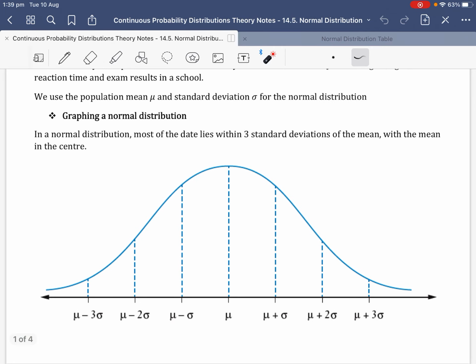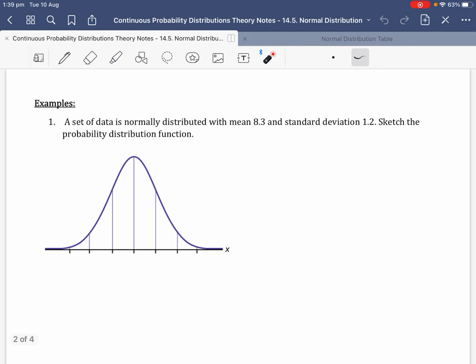So to graph a normal distribution, in a normal distribution, most of the data lies within 3 standard deviations of the mean, with the mean in the centre. So our mean is here, and then this is 1 standard deviation above the mean, 2 standard deviations above the mean, 3 standard deviations above the mean. This is 1 standard deviation below the mean, 2 standard deviations below the mean, and 3 standard deviations below the mean.